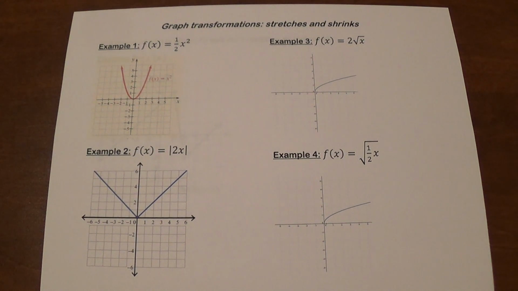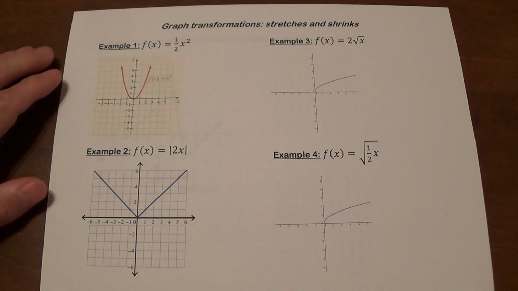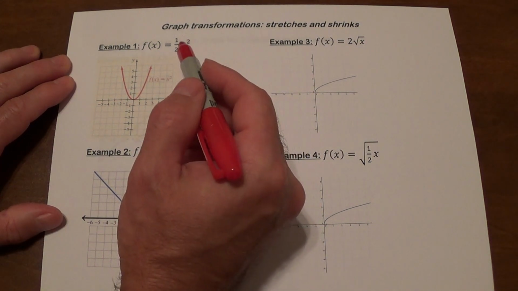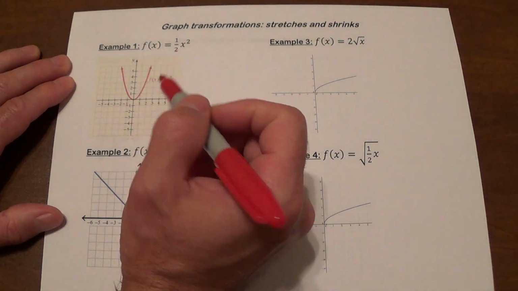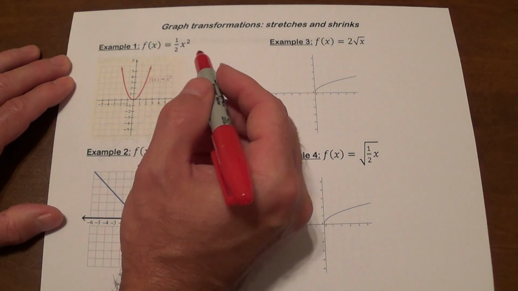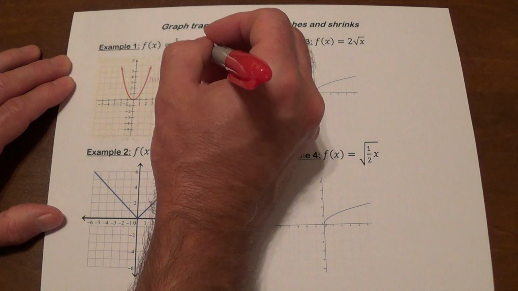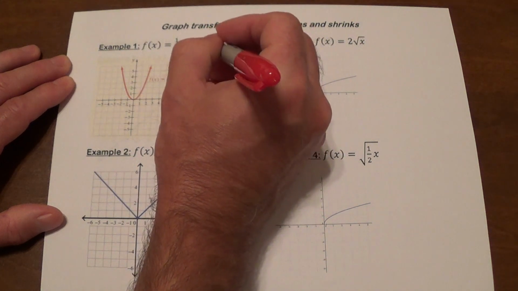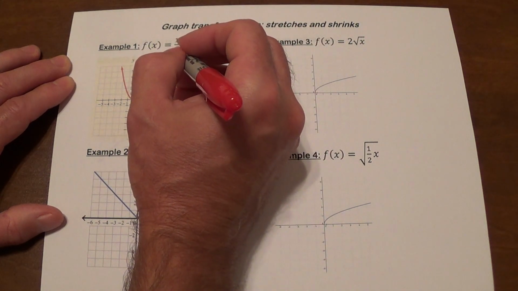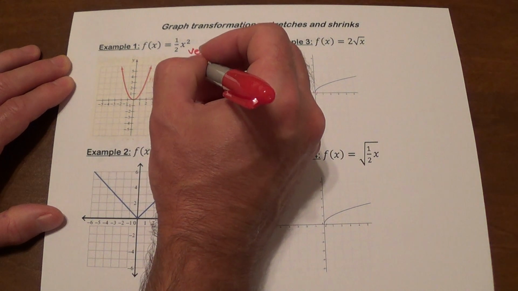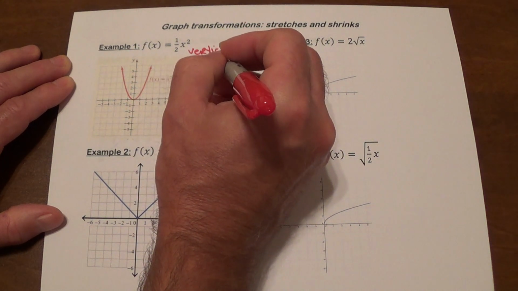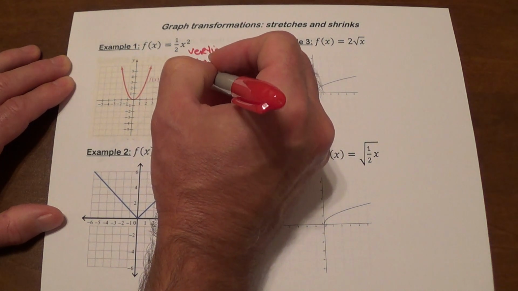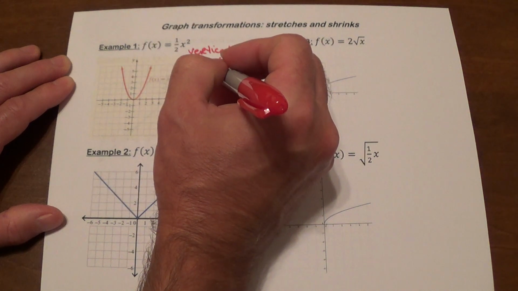So our first example is f of x equals 1/2 x squared. So we multiply the function x squared by 1/2. That is a vertical change. It's 1/2, so that's going to be a vertical shrink by a factor of 2, right?